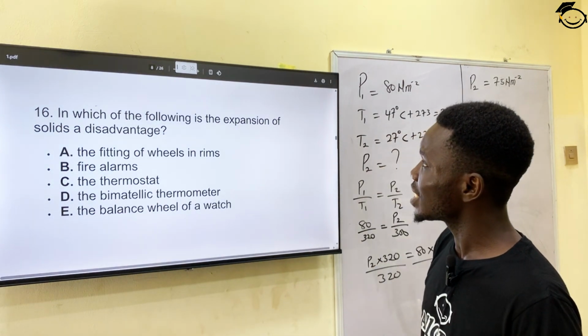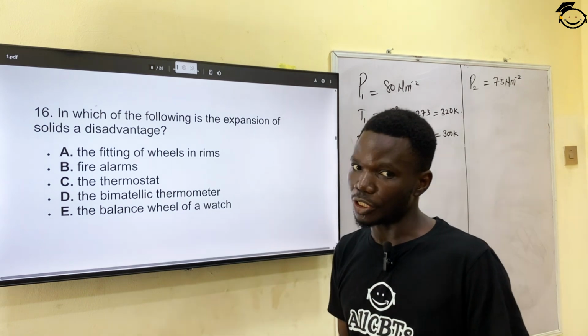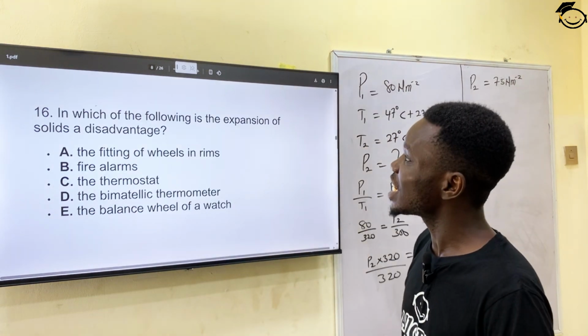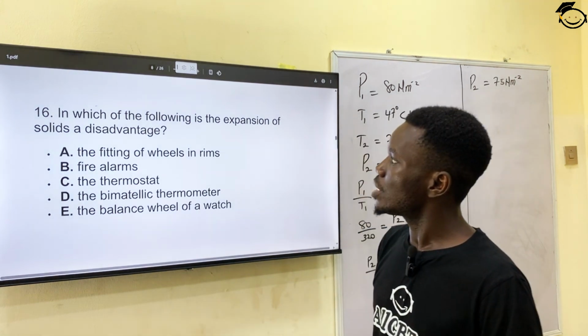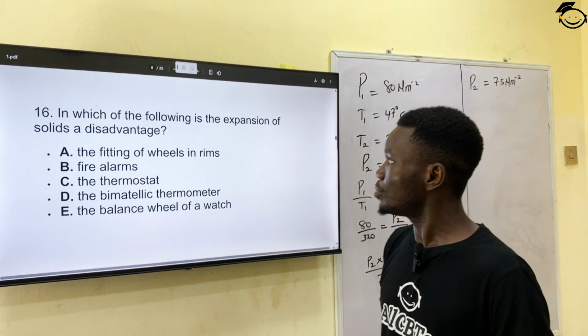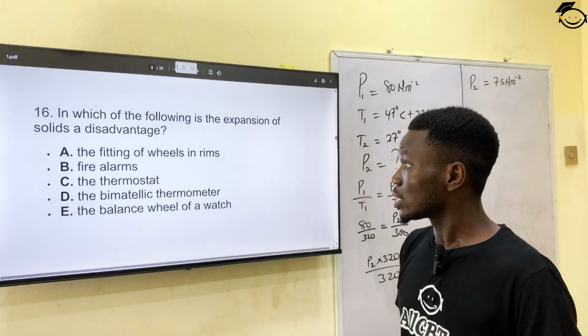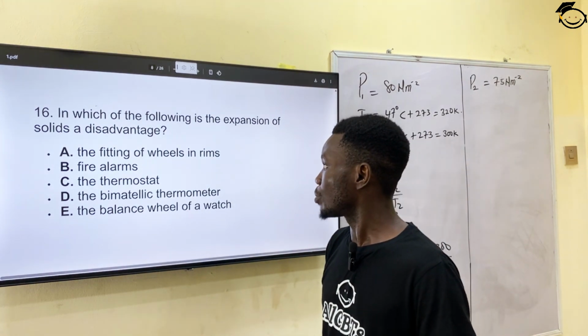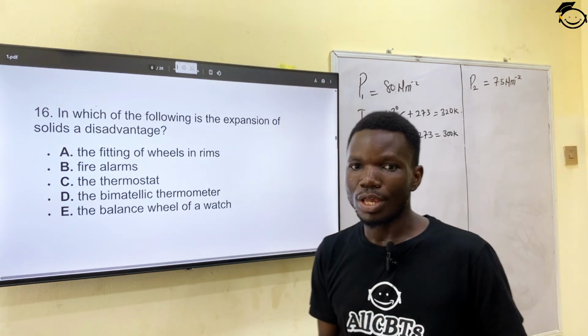So that takes us to question number 16. Question number 16 says, in which of the following is the expansion of solid a disadvantage? A says the fitting of wheels in rims. B says fire alarms. C says the thermostat. D says the bimetallic strip thermometer. And E says the balance wheel of a watch.